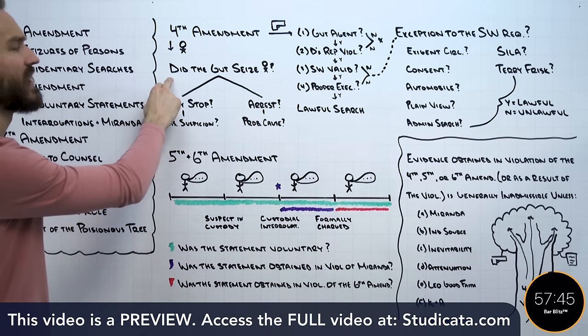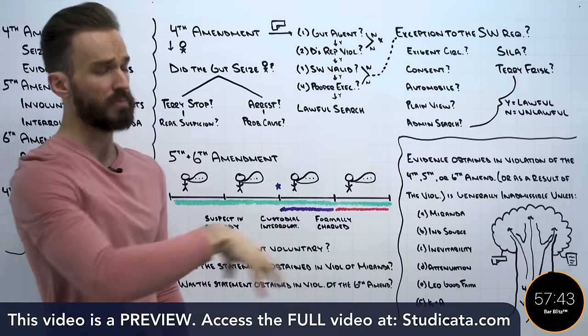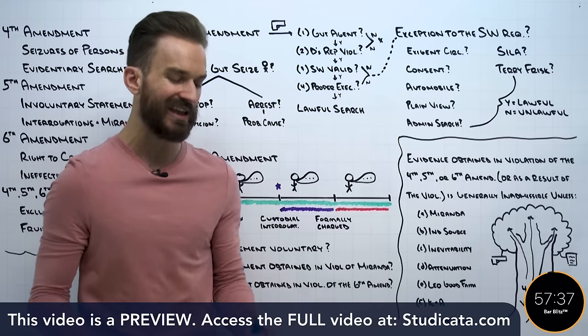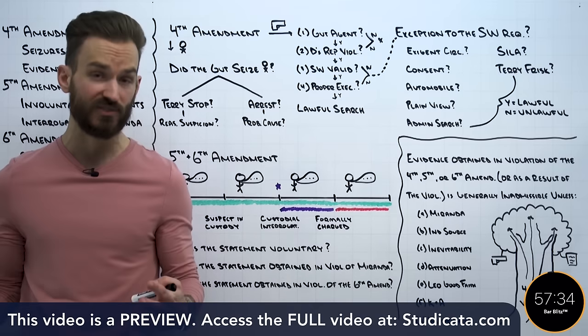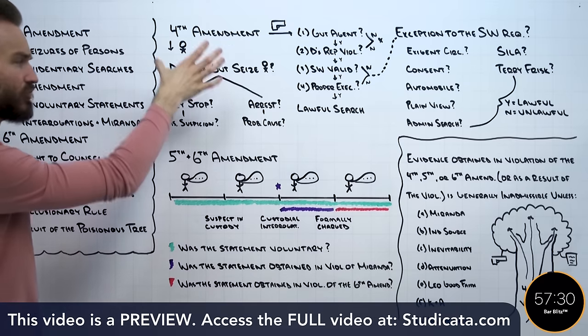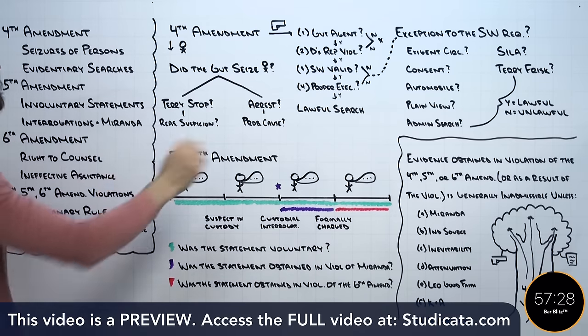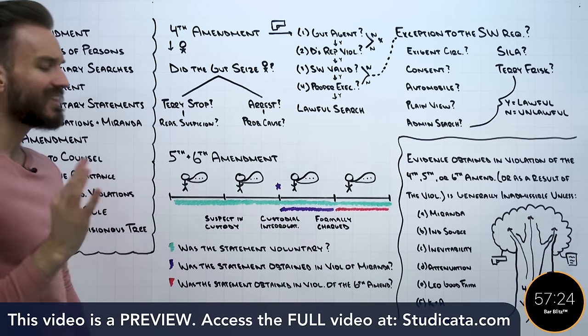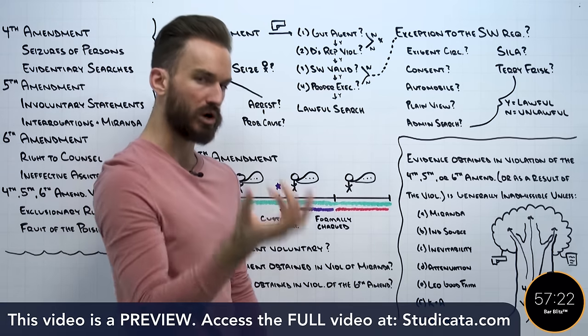Well, is the government actually seizing a person, right? Because if we have a government seizure of a person, that raises some Fourth Amendment issues, right? We'll see that the government can't just seize people for no reason, right? They're going to have some basis for doing that. And that's really what your Fourth Amendment seizure of a person analysis comes down to. But question number one has to be, did the government seize a person, right?